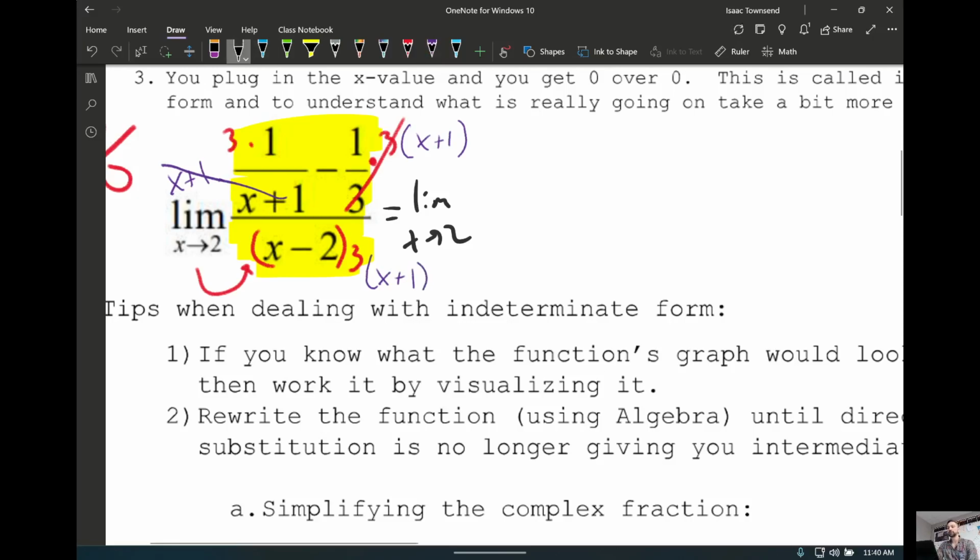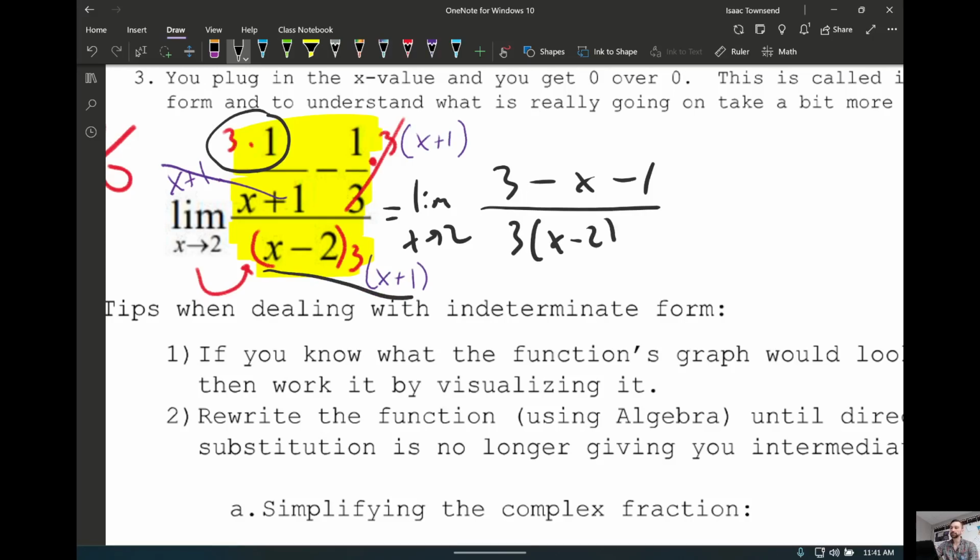So you can see it starts to get kind of messy, so you need to be extra careful. But when the dust settles, I'm left with a 3 times a 1, a negative 1 times an x plus 1. I'll just distribute that negative 1. And in my denominator, I now have a 3, an x minus 2, and an x plus 1.